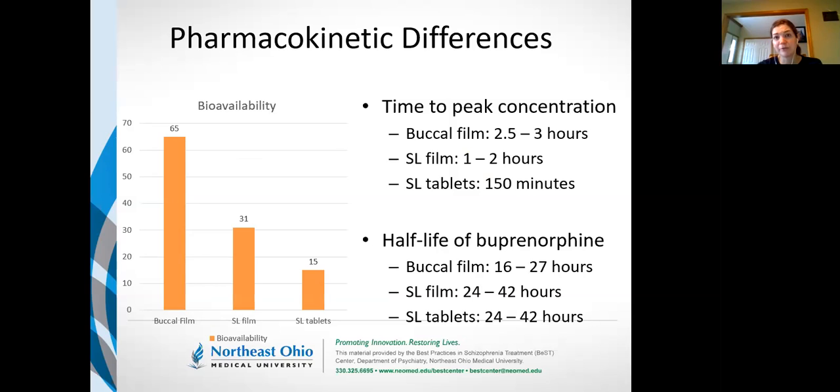For each of the preparations, by about 2 hours, they have reached peak concentration. So as it starts to get absorbed, it does reach peak concentrations relatively quickly after administration. And half-life for these does differ slightly, but it's about a day.